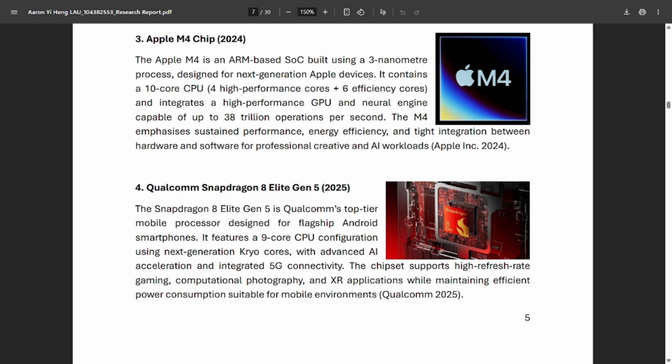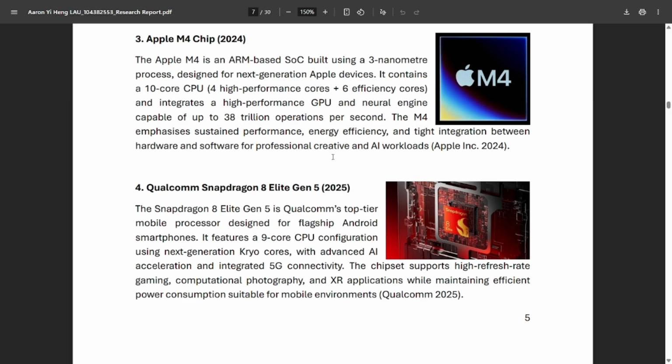It combines high-performance CPU cores, efficient cores, a powerful GPU, and a neural engine capable of 10 trillion operations per second. Apple targets a balance between sustainable performance and energy efficiency.